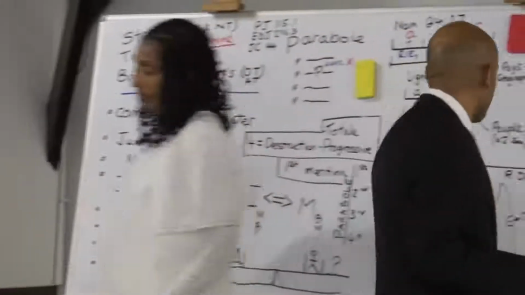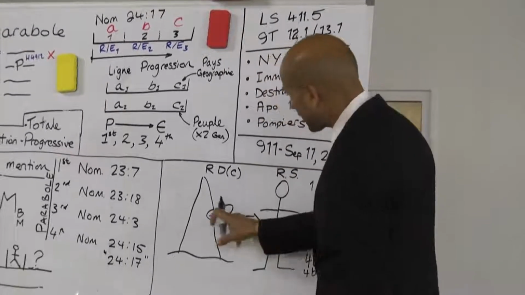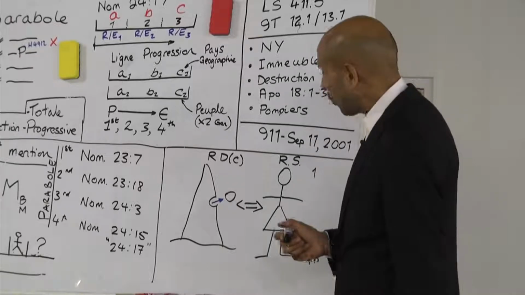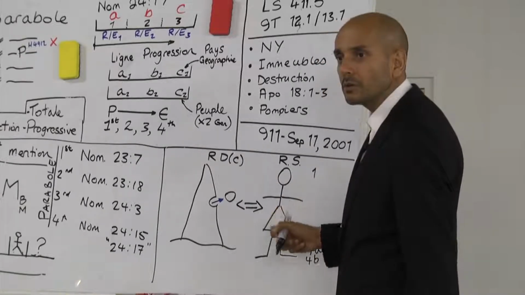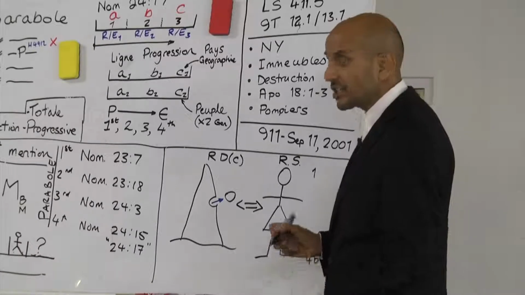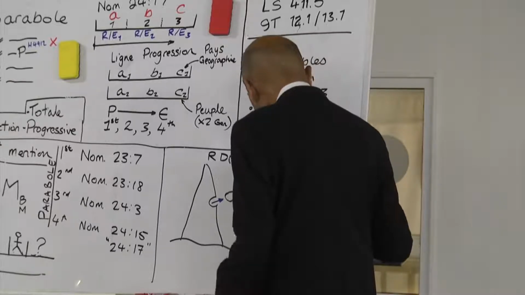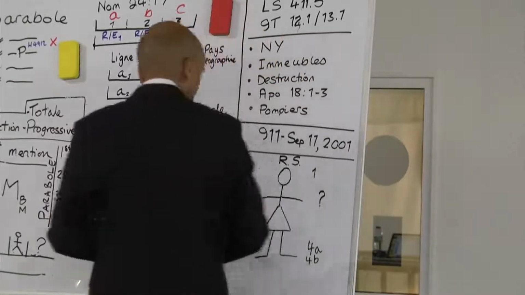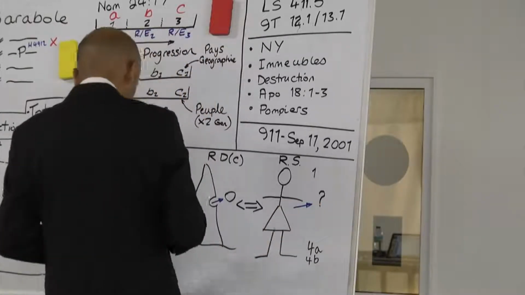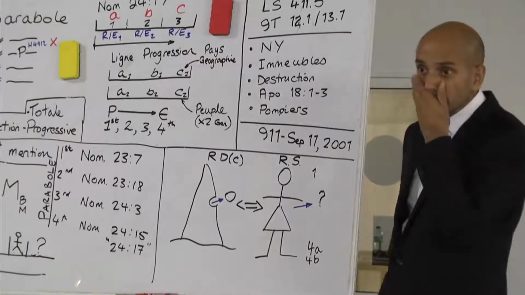So I'm saying, if something comes out of the mountain, what needs to happen out of the statue? Something needs to come out. So we'll put a question mark. But what I want us to see is that something's going to come out of this statue.